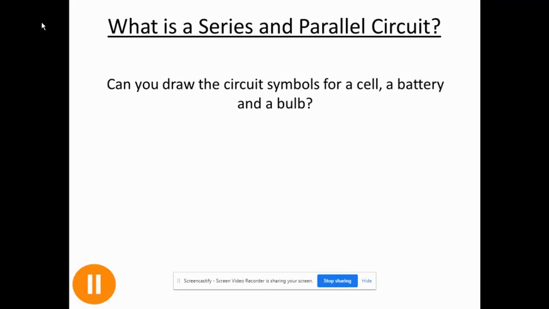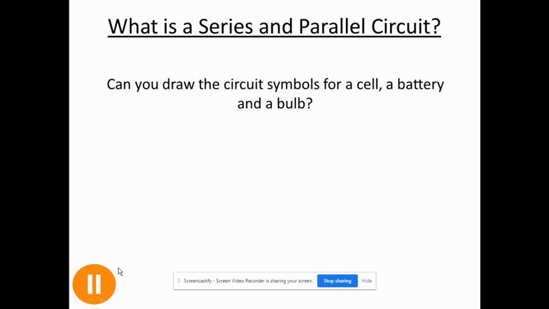Hello, everyone. Today we're going to be talking about series and parallel circuits. If on your screen you see a pause symbol in the corner like this, then it means pause. I'll also tell you when to pause the video as well.